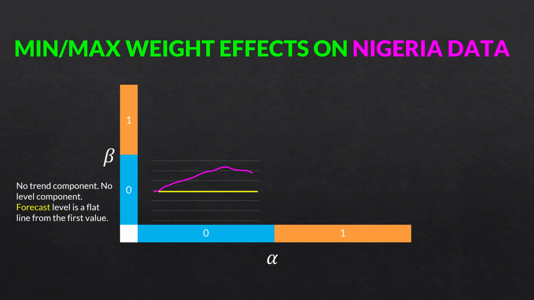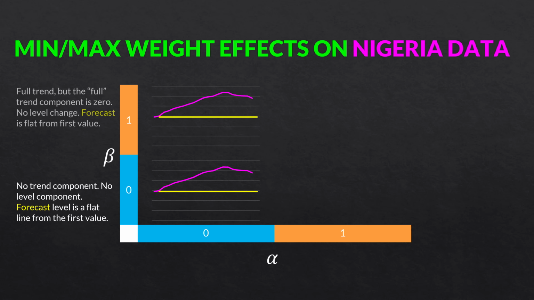Well, when both are 0, it looks like this. Again, what I said before. There's no trend component, there's no level component. The forecast level is a flat line from the first value. The hot pink color is the actual data, the yellow line is the forecast. Likewise, when alpha equals 0 and beta equals 1, we get the same result, but it's a little bit different. We have the full trend component, but the full trend component is 0. So it's kind of like taking your headphones or something else and turning up the volume to the max on whatever it is, but you don't turn it on.